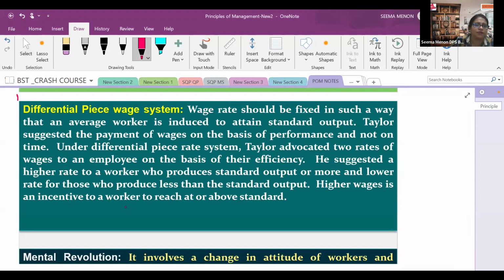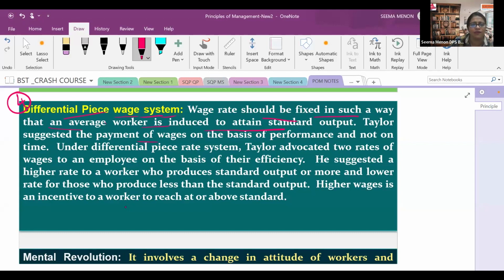Next one is number 4, that is the differential piece wage system. A very interesting topic this is. Differential piece, from the name only. The wage rate should be fixed in such a way that an average worker is induced to attain the standard output. Everybody will be working to achieve the standard output, so everybody can get the minimum wages.